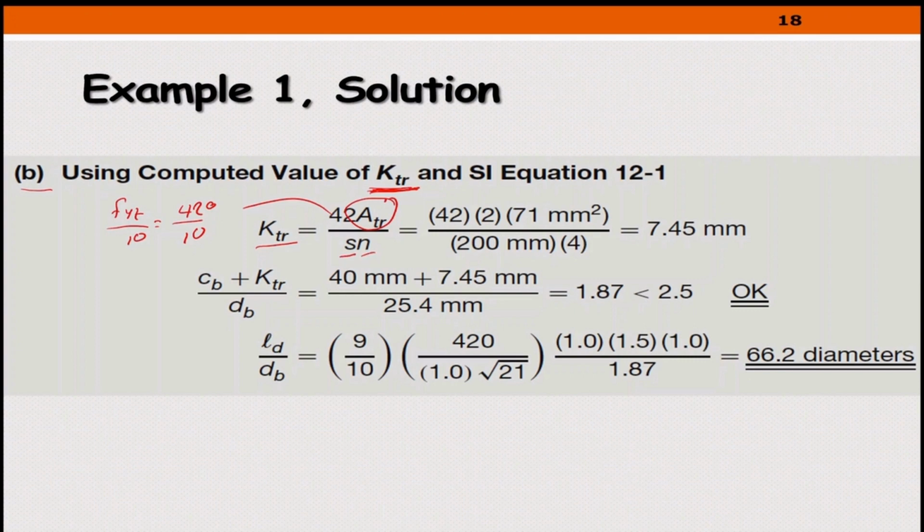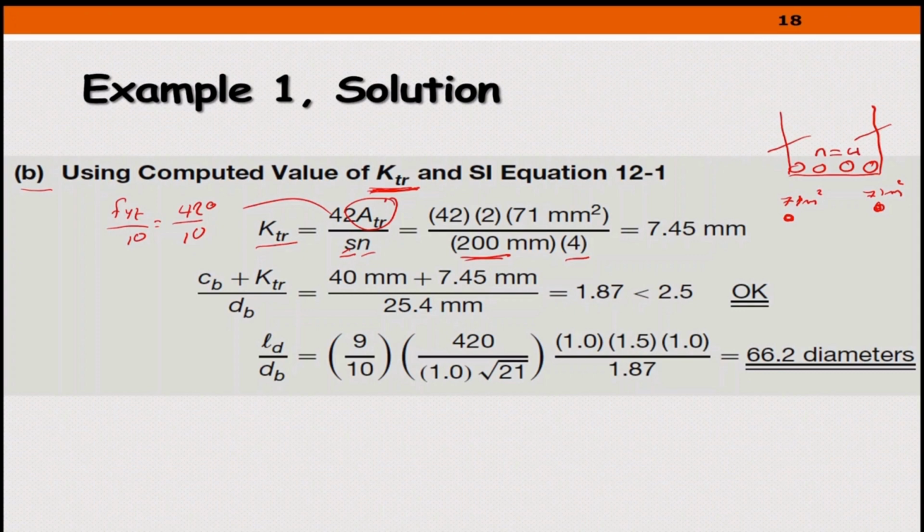ATR is the cross-sectional area of the transverse reinforcement. We're talking about one stirrup like that, cut here and here. So we are talking about bar diameter 10 area, which is 71 millimeter square, times 2, divided by S, which is the spacing between the stirrups, which is given as 200 millimeter, multiplied by the number of longitudinal bars. We have already 4 bars, so the number N equals 4.